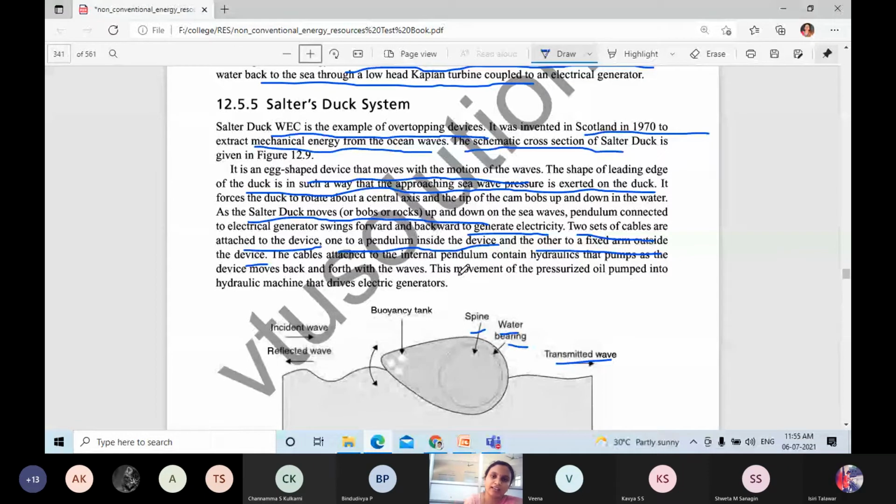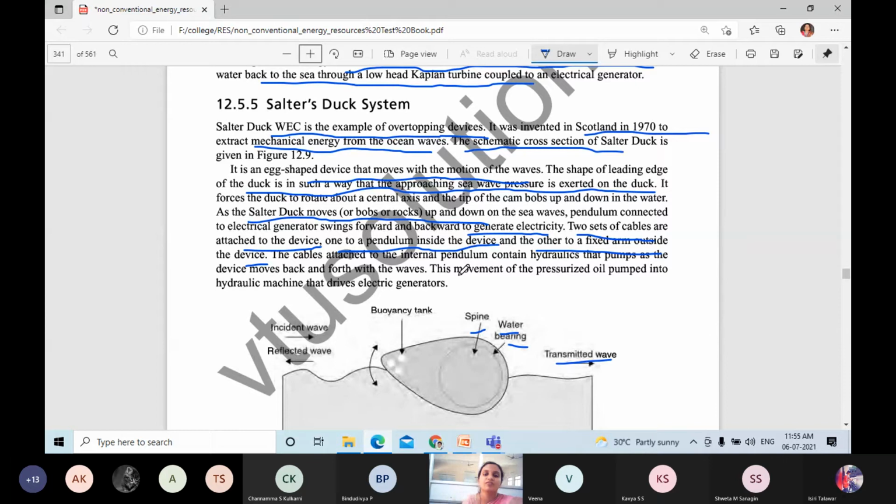The cable is connected inside the device, and it is attached to the pendulum, which contains hydraulics. That will create the pumping as the device moves back and forth with the waves. So this movement of pressurized oil pumped into the hydraulic machine will drive an electric generator.